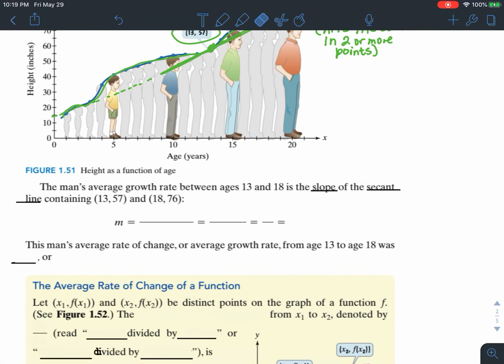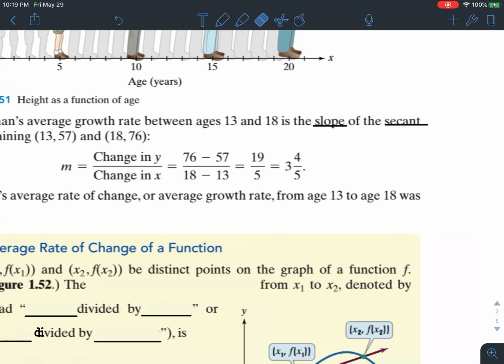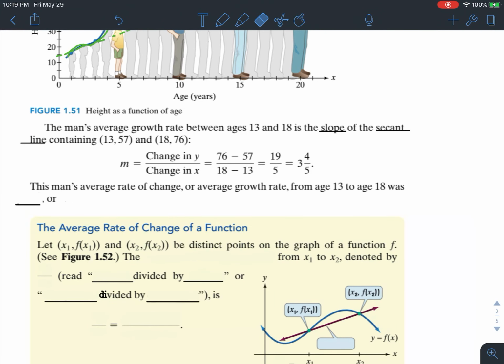And so his average rate of change is just the slope. That's all it is. So it's the change in y over the change in x. So that's going to be 76 minus 57 over 18 minus 13. So that's 19 over 5, which is 3 4/5. So what does that mean? That means that this guy's average rate of change, or his average growth rate, from the time he was 13 to 18 was about 3.8 inches per year. That seems like a lot to me anyway.